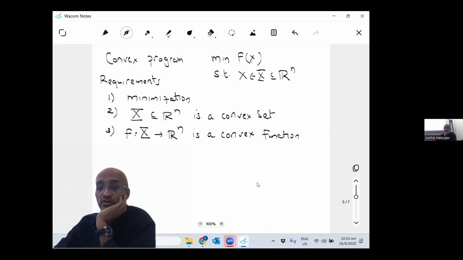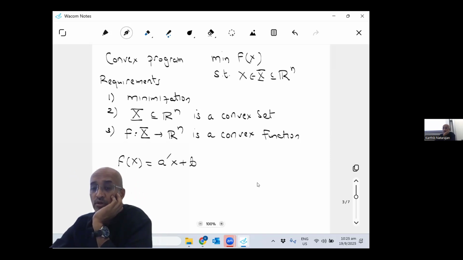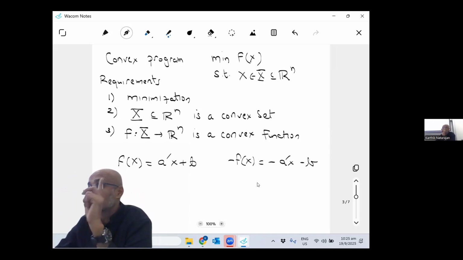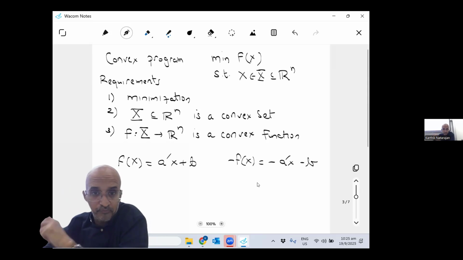Linear functions, if you take a linear function f of x, a transpose x plus b, this is an affine function, minus f of x is also an affine function. It's in the same class. This is not true for convex functions. Okay. Fine. Any questions with this?